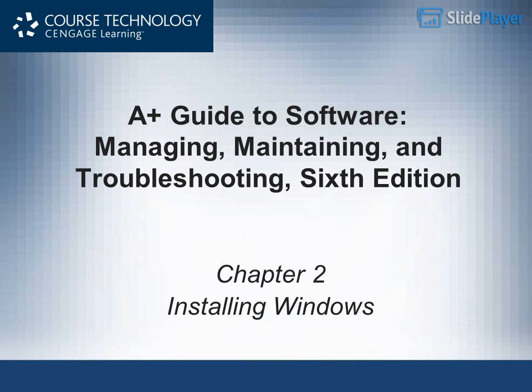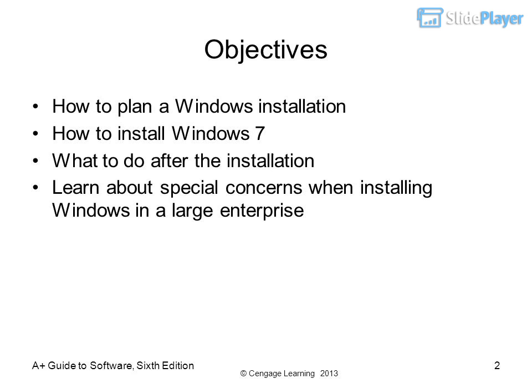Chapter 2: Installing Windows. A+ Guide to Software: Managing, Maintaining, and Troubleshooting, 6th edition. Objectives: how to plan a Windows installation, how to install Windows 7, what to do after the installation, and learn about special concerns when installing Windows in a large enterprise.